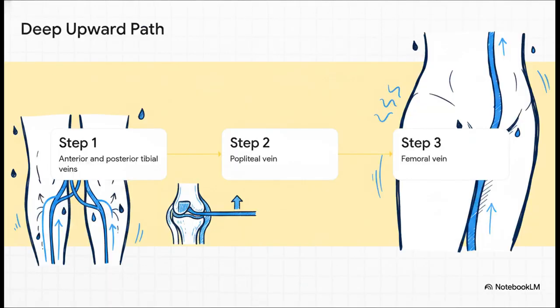To turn this static anatomy into a dynamic process, let's trace the three major steps the blood takes as it gets pumped upward through these deep highways. Step 1 begins down in the calf with the anterior and posterior tibial veins. Step 2 occurs when they merge at the back of the knee to form the popliteal vein. And finally, Step 3 happens up in the thigh when it becomes the massive femoral vein. Let's break each of those down.